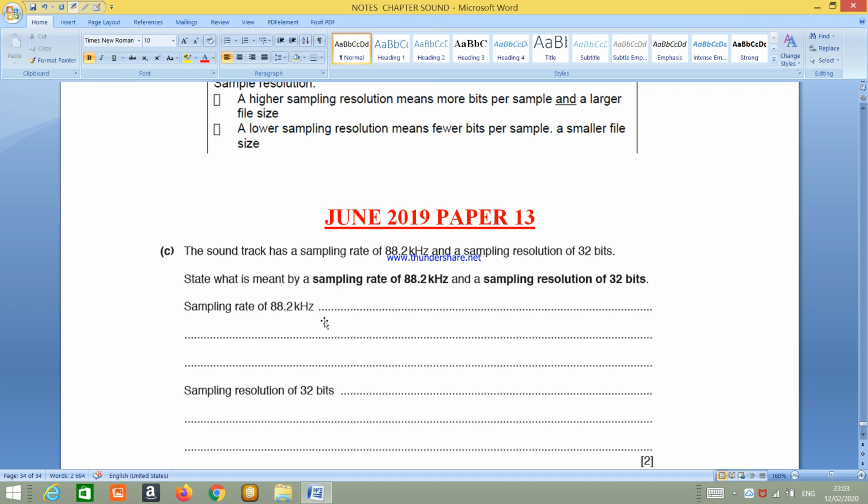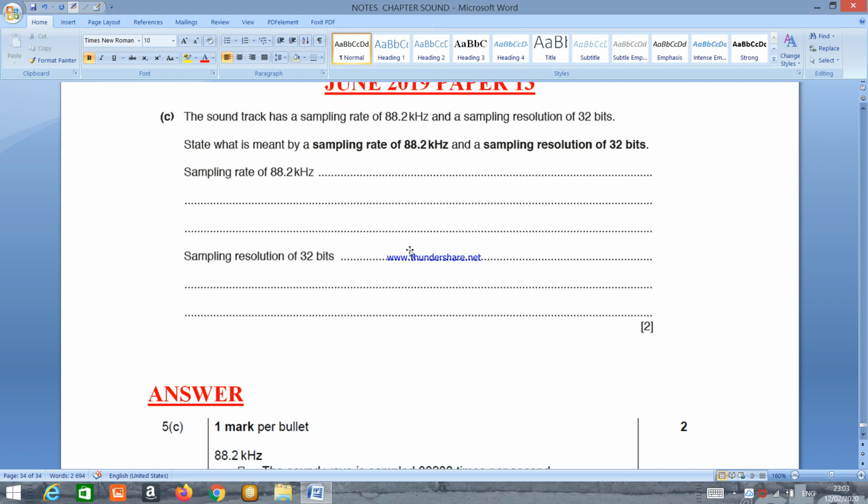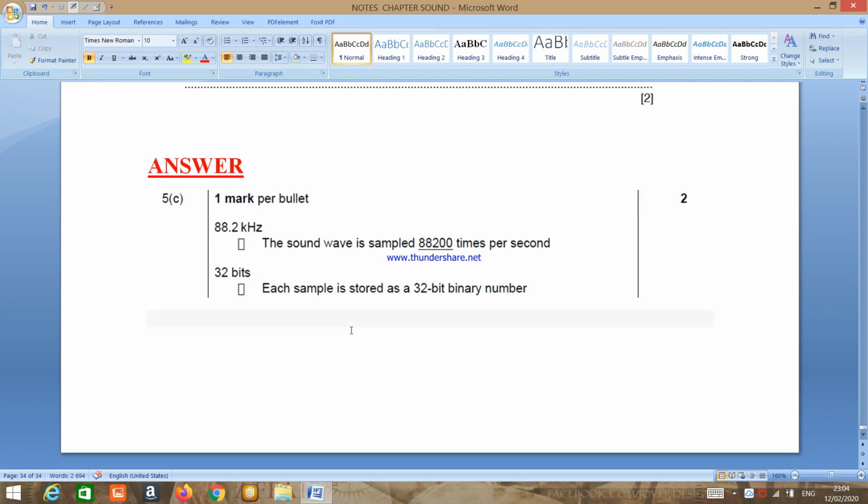Now in this case, the sample rate is given, and the sample resolution is given. They are asking us what this means. So sample rate means sound wave samples are taken at 88,200 times per second. This is the sample rate, meaning frequency. Sample resolution is the number of bits used to encode the analog sound.